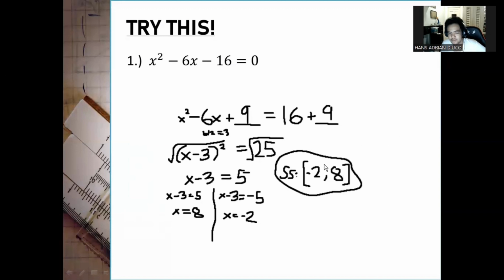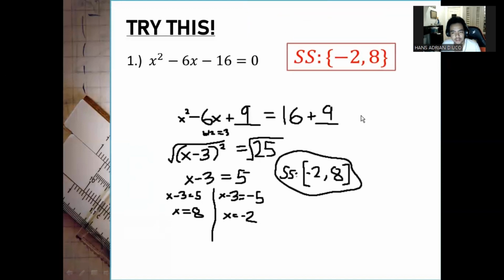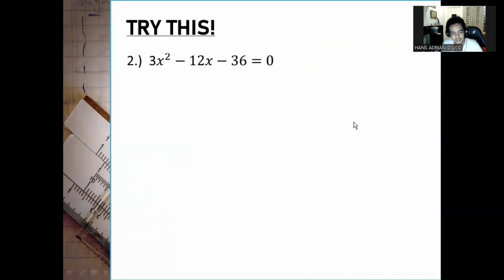Actually, next time use braces instead of brackets. 25, since that's what we usually do. It's the standard for mathematics. We use braces for the final answer, for the solution set, rather. Okay. So that is the correct answer anyway. Next time use braces. How about this second one?